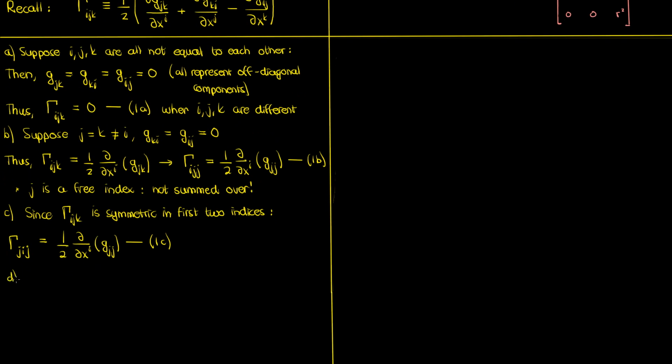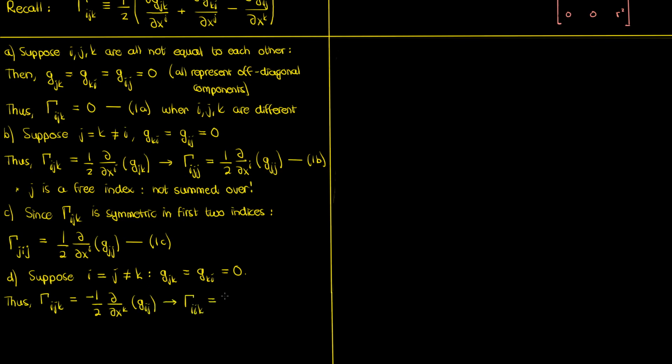The next scenario we'll consider is if the first two indices I and j are equal but different from k. In that case, the metric tensor components g sub jk and g sub ki are 0 because they're off-diagonal components, which means that the first kind Christoffel symbol becomes the following. If I write the index j as I, this is what we'll have for the first kind Christoffel symbol of a diagonal metric if the first two indices are the same.